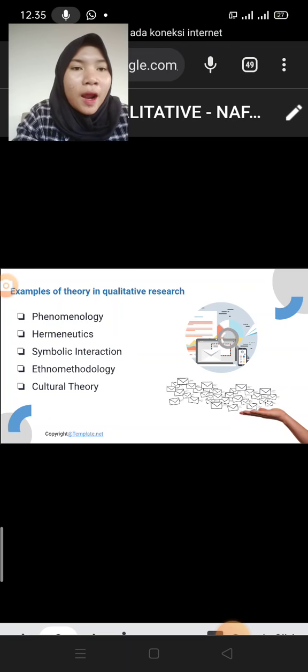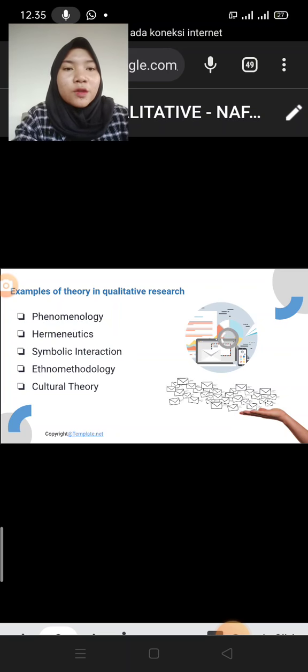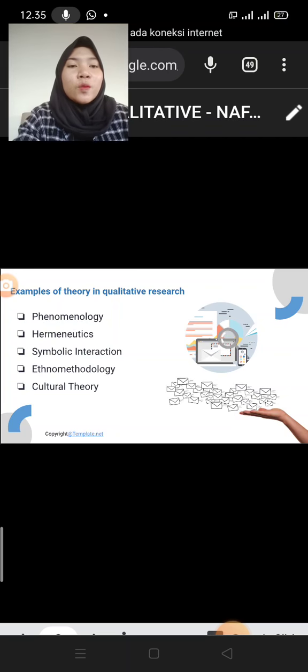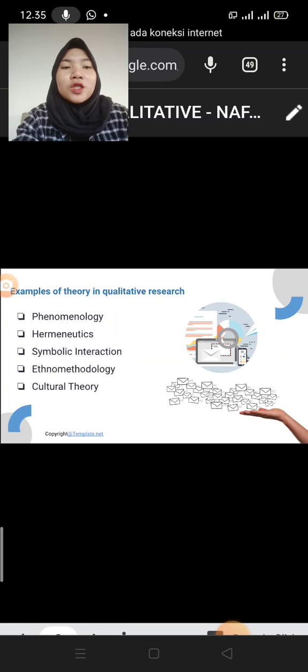Next, hermeneutic. Hermeneutic refers to the interpretation of meaningful and intentional expression by humans. That is, we interpret the interpretation that has been made by an individual or group of humans on their own situation in an interpretation of a work. It is believed that the work or event has meaning from the interpretation of the actor or creators.